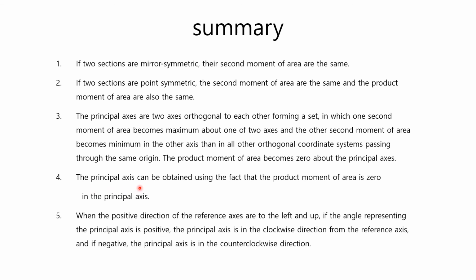The principal axis can be obtained using the fact that the product moment of area is 0 in the principal axis. When the positive directions of the reference axes are to the left and up, if the angle representing the principal axis is positive, the principal axis is in the clockwise direction from the reference axis, and if negative, the principal axis is in the counterclockwise direction.